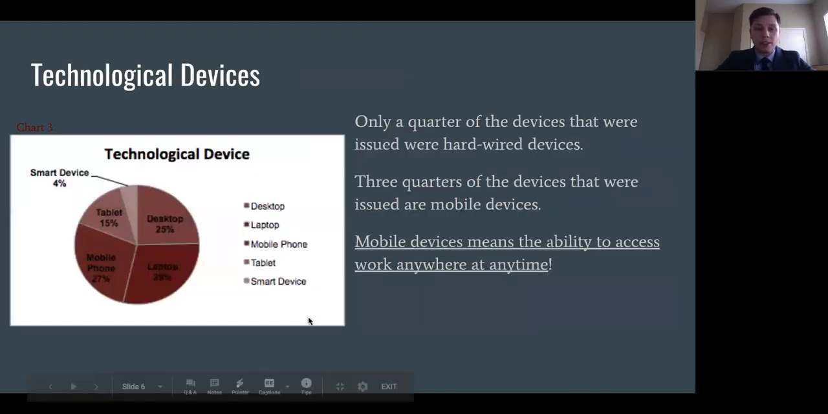These are the types of devices being issued to the participants. You can see that primarily people are getting what I would deem to be mobile devices, which means you're able to access work anywhere at any time. So you can see that trend there.